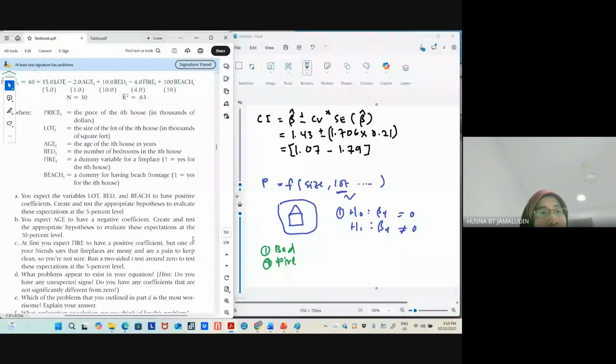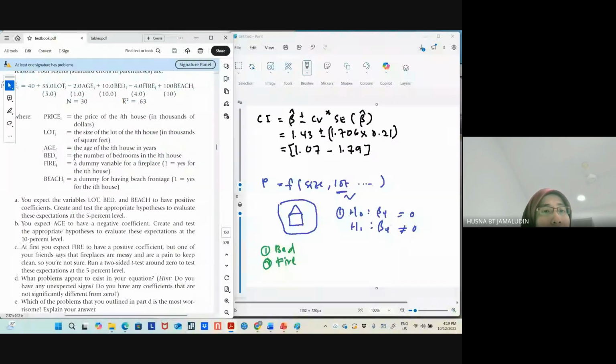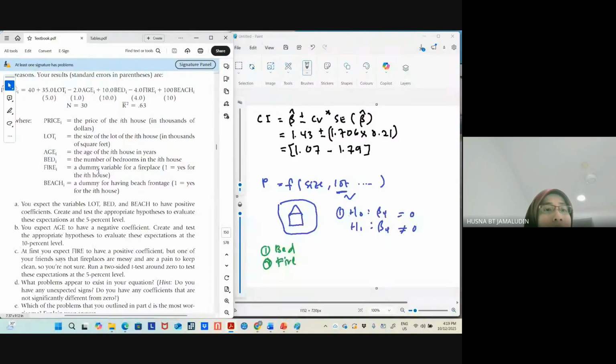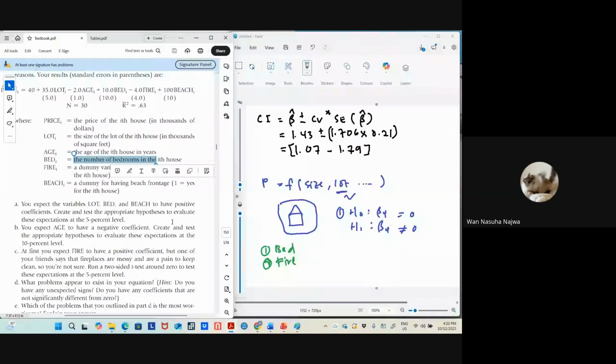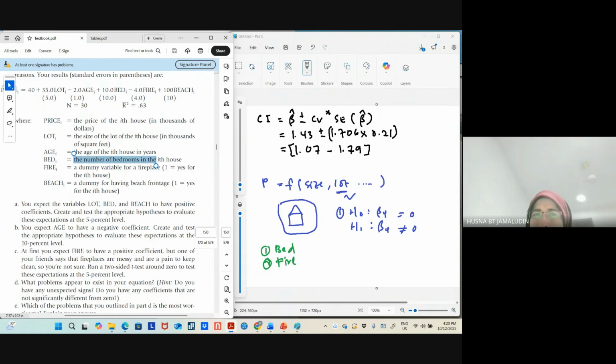Okay. So let me double check on the bed and fire. Because they are not significant, it shows something. Okay. Bed. Do you think that this bed is an irrelevant variable? Anyone? Or is it relevant? Let's check bed first. The number of bedrooms. The more bedrooms, do you think it will have a significant impact on the price of the house? Yes. So it is relevant, but it is not statistically significant.